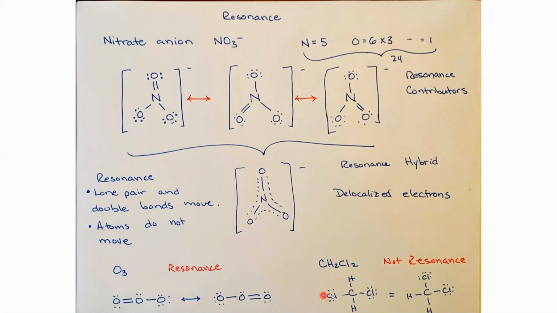Over here, CH2Cl2, there's no double bond that moves around, so I really don't have resonance. If I draw it as Cl on top and Cl to the right, as opposed to across from each other, those molecules are identical. They're not in resonance with each other. Resonance is the movement of electrons and bonds. This would be the movement of atoms. They are not identical.